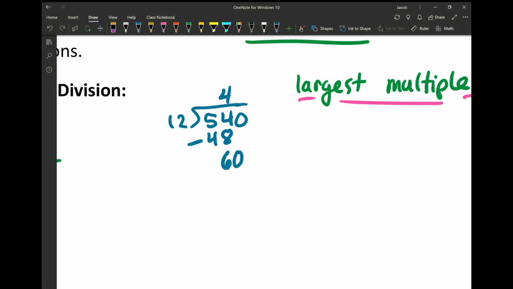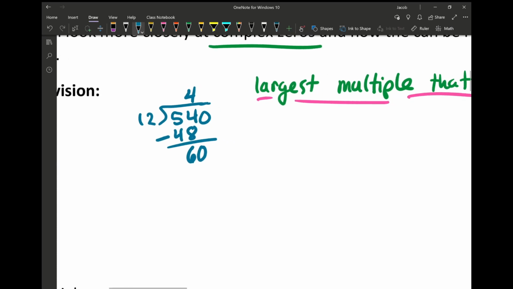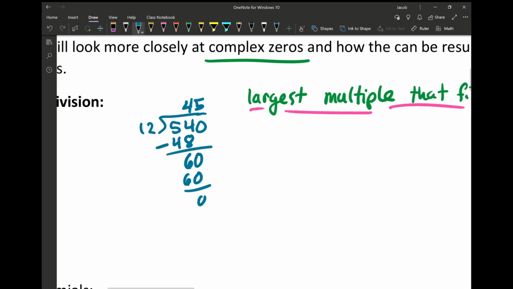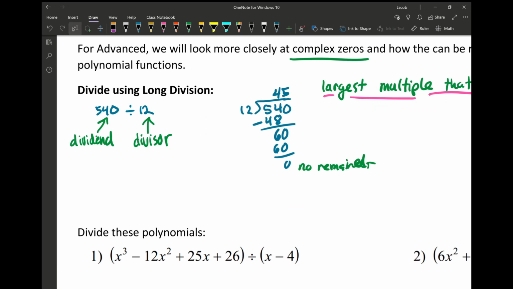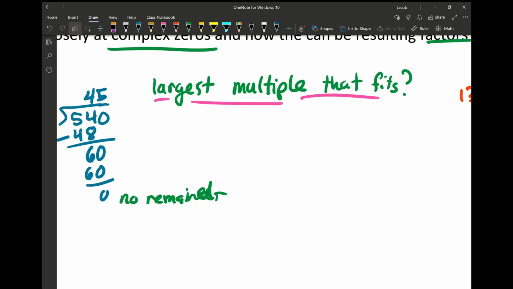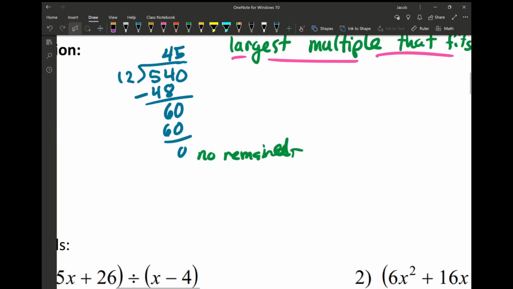What's the largest multiple of 12 that fits in 60? And that's 5. And then to check to see that I don't have a remainder, I get 0. So no remainder here. We have been refreshed on what dividing looks like. Now this little idea over here, what's the largest multiple that fits? That is the way we will look at polynomial division as well.